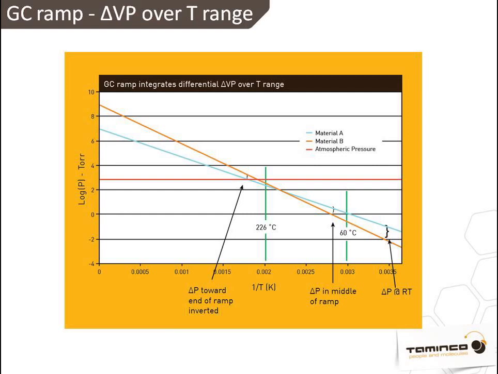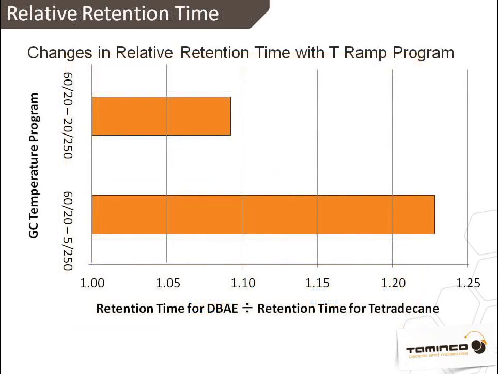If a ramp stays cool for a long time, it's going to favor the molecule that's more volatile at the lower temperature. If it goes hot quicker, it's going to favor the molecule that's more volatile at the higher temperature. And you do see this. These are normalized retention times for a molecule versus tetradecane with two different temperature ramps.